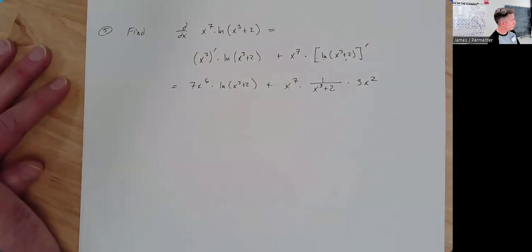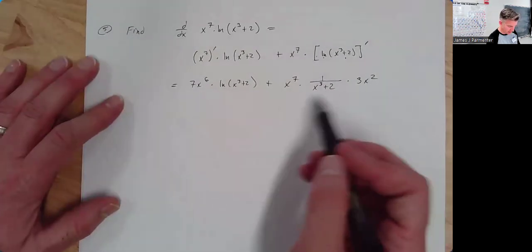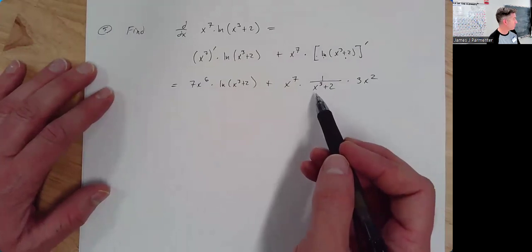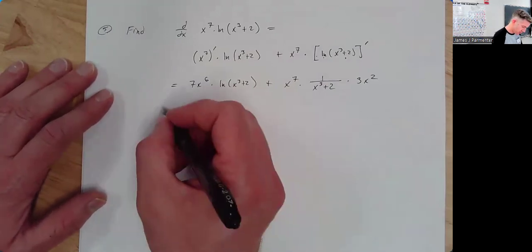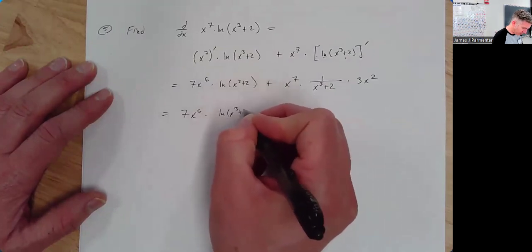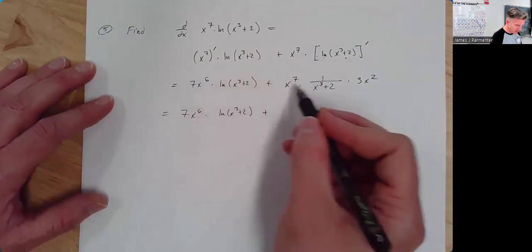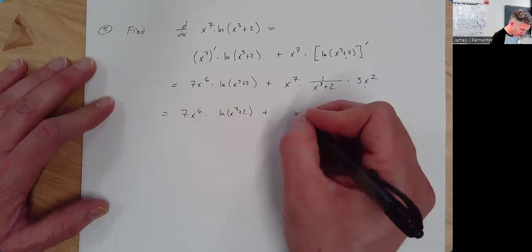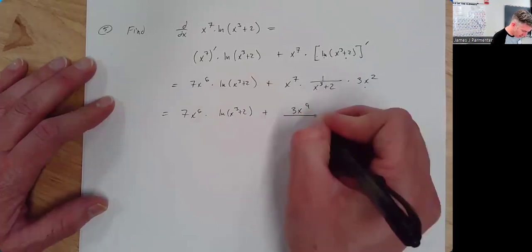Could you simplify this? Sure. You can totally rewrite this part as 3x to the 9th over x cubed plus 2. Not required, but it is good to see how we simplify things if we need to. X to the 7th times 3x squared is 3x to the 9th, and that would end up in the numerator of this fraction.